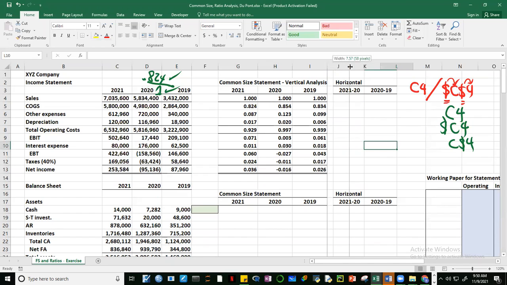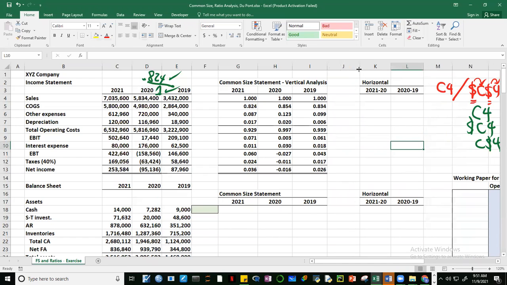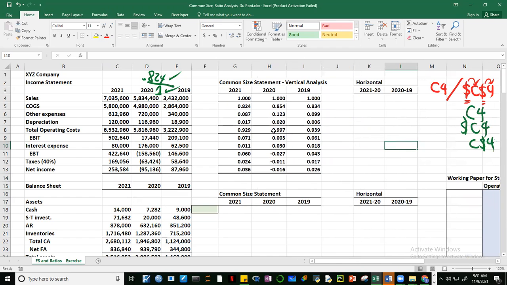Now, as you know by now, guys, we compute not because we're interested in computing. We compute because we want to analyze the performance of the firm. So what do these figures reflect? These figures tell a story about the performance of the firm.